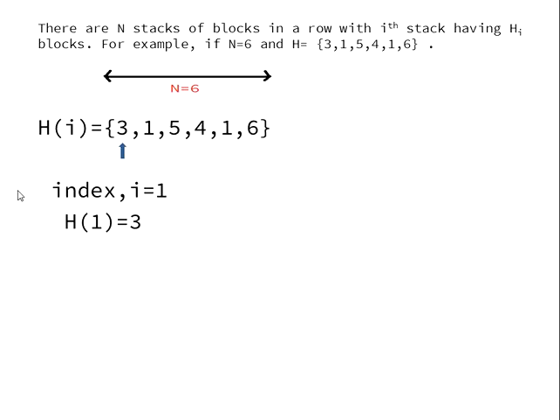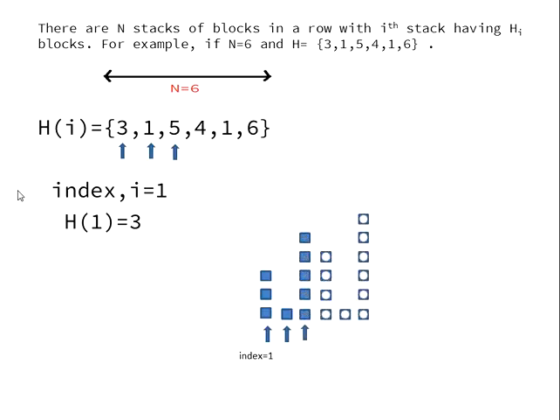So at location 1 we have 3 blocks. Similarly, at location i is equal to 2 we have 1 block, and then at location 3 we have 5 blocks. Similarly, the entire structure can be constructed from this discrete function h of i, and this function would represent a block structure similar to this.